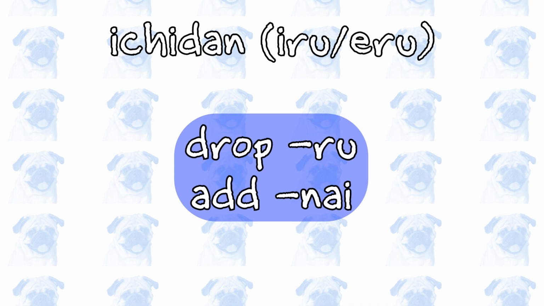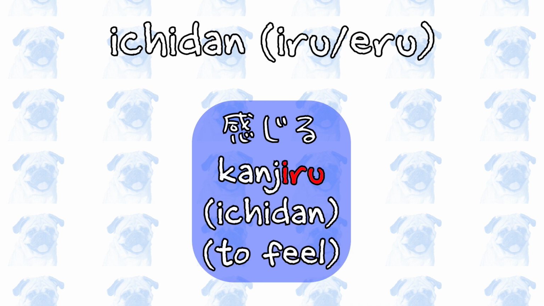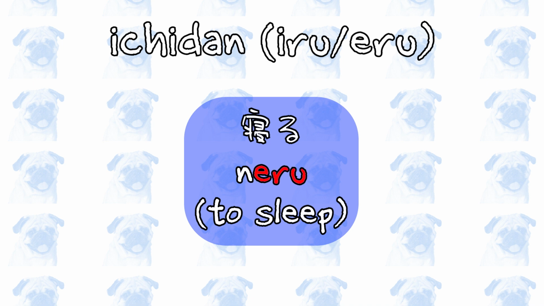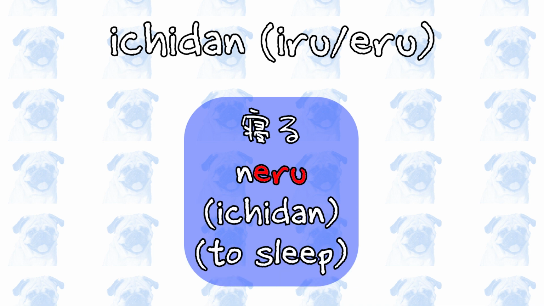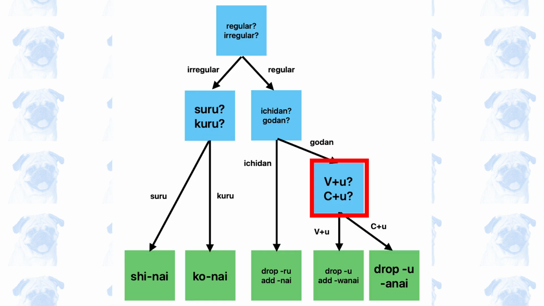For example, the verb kanjiru, to feel, is an iru verb as well as an ichidan verb, so drop the ru and add nai, resulting in kanjinai. Another example, neru, to sleep, is an eru verb and an ichidan verb, so drop the ru and add nai, nenai.